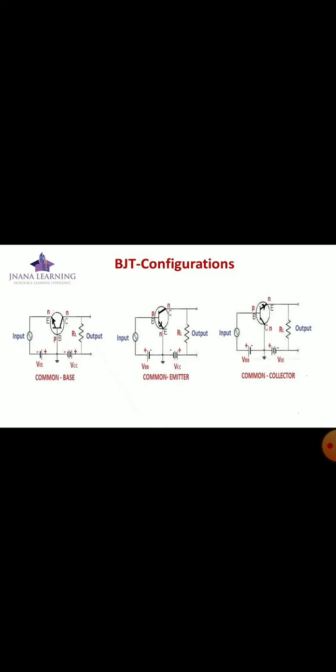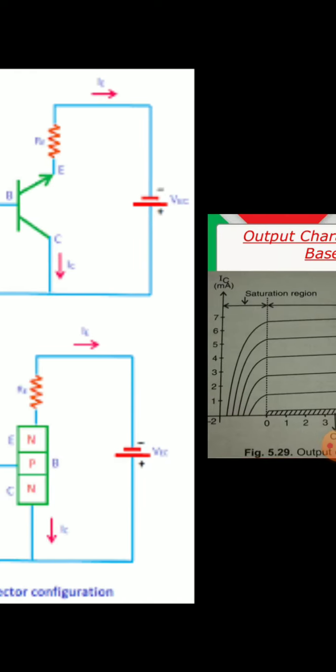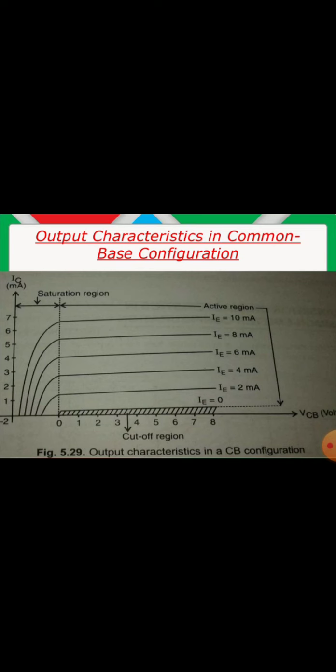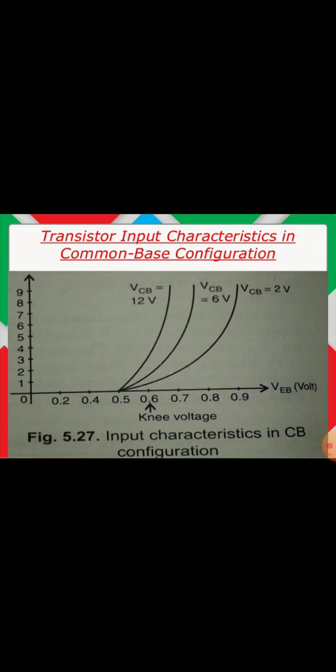Some of the important characteristics in all configurations are the input characteristics and output characteristics. This is the output characteristics of the common base connection, and this is the input characteristics of the common base connection. Here it's a curve between emitter current and emitter-base voltage. The emitter current is on the y-axis and the emitter-base voltage is on the x-axis.